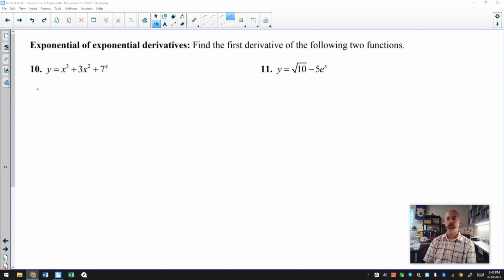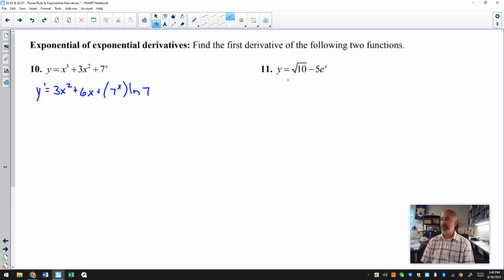Okay, so we will do the power rule for x cubed. Its derivative is 3x squared. Derivative of 3x squared: 2 times 3 is 6, and 2 minus 1 is 1. And then 7 to the x is exponential, so the derivative of 7 to the x will be 7 to the x times the natural log of 7. And that's it for that one.